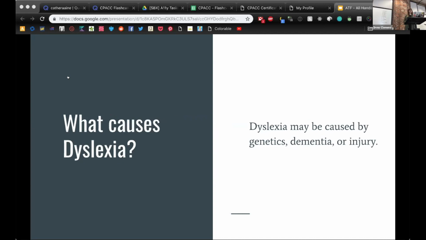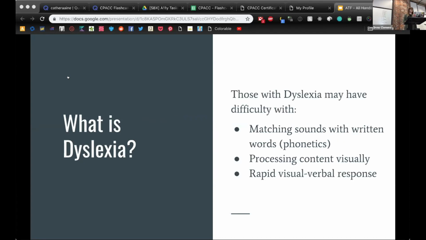Dyslexia is often diagnosed in children as they learn to read in school. It may be genetic, or it could be a result of a head injury, like a traumatic brain injury, or symptom of dementia. Folks with dyslexia may have difficulty matching sounds with written words, called phonological processing, such as sounding out a word when you're reading. They may have difficulty reading charts or graphs or sight reading text, what these words mean.